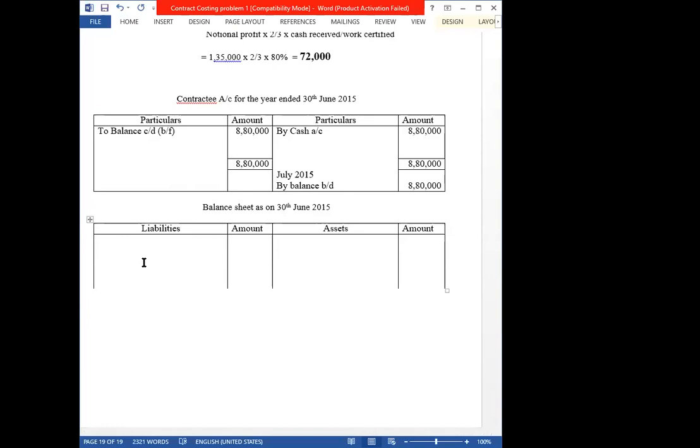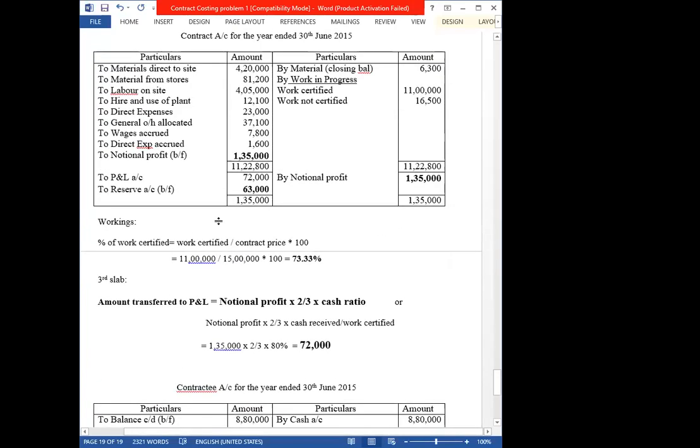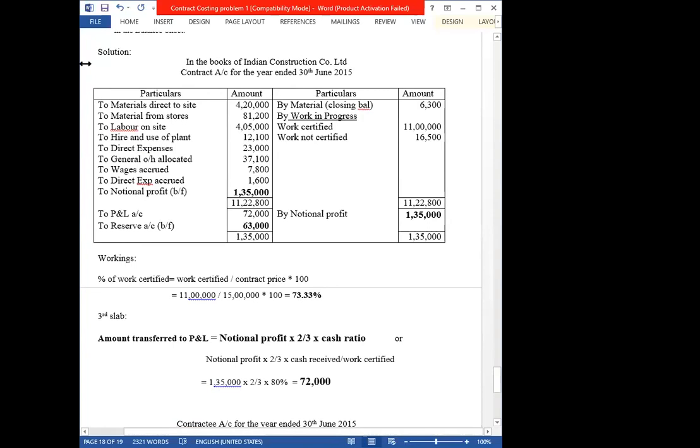So what you are going to do is take the information in the contract account, whichever is applicable to show in the balance sheet. So this and all will not come in the balance sheet. Material from stores will not come, labor will not come, hire and use of plant will not come, direct expenses will not come, general overhead will not come, but wages accrued and direct expenses, these two items will be shown in the balance sheet liability side.